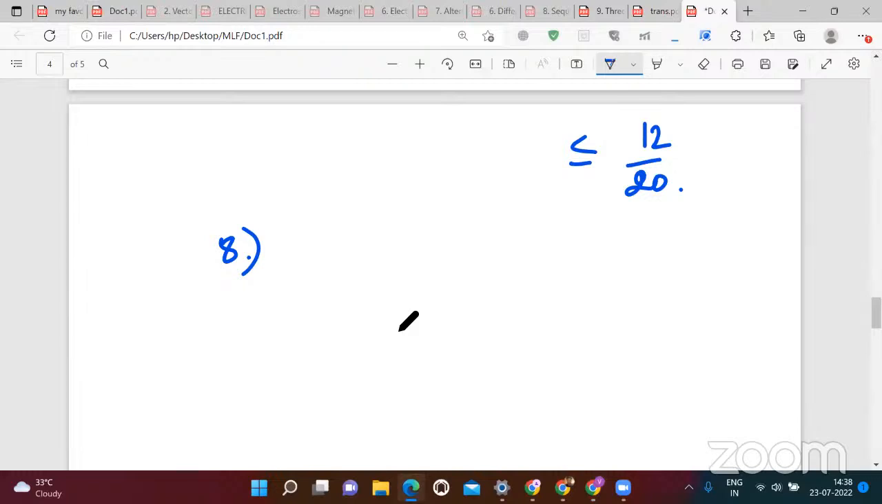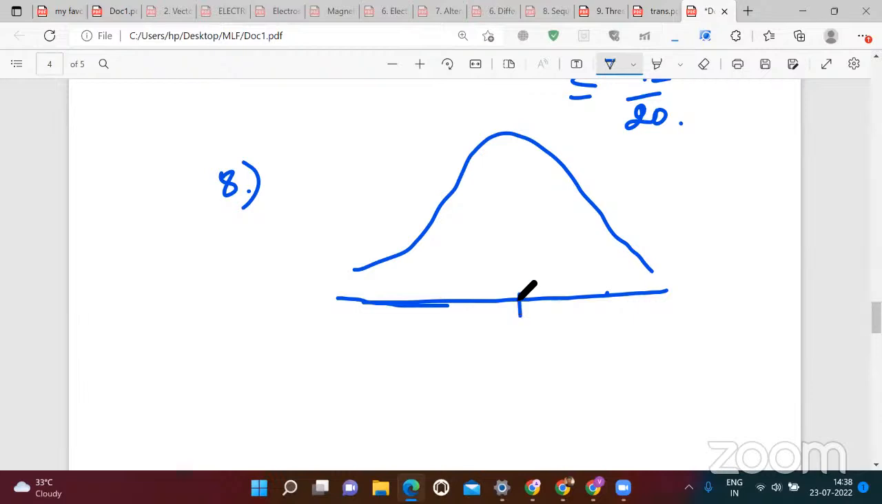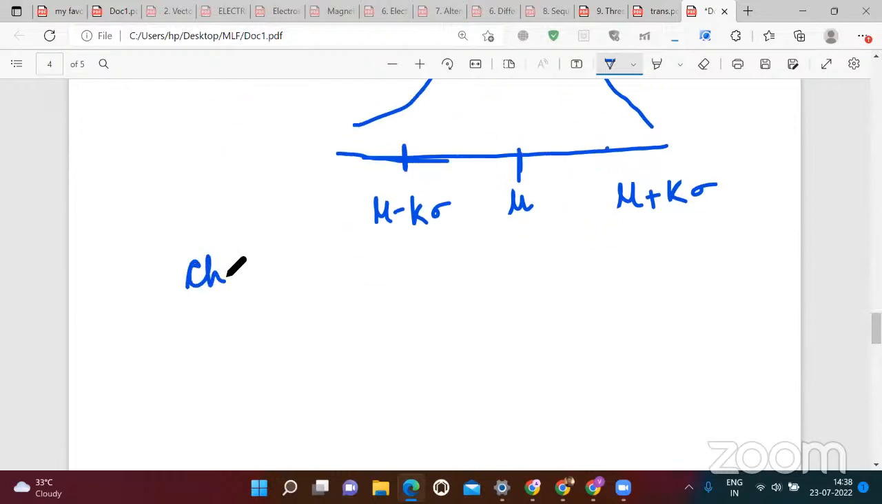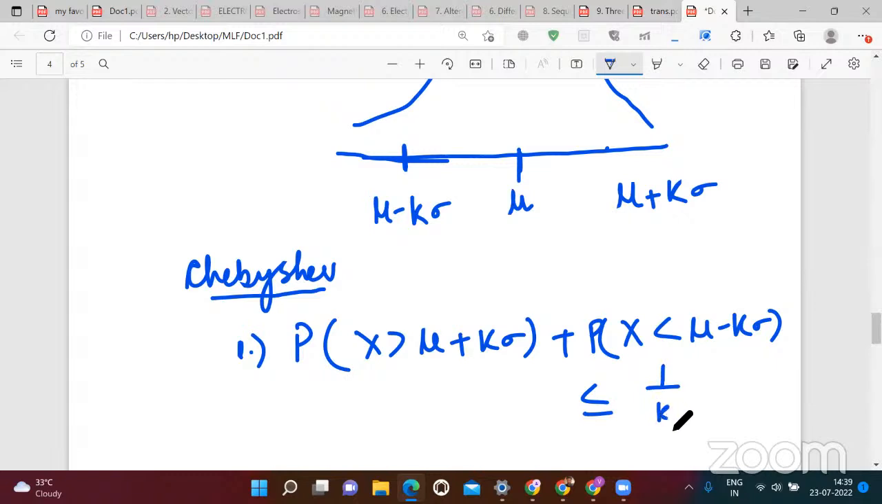So this is the eighth problem. Normal distribution you already know. For the normal distribution, if we have this plot, for example, this is the mean value. This is mu plus k sigma, and this is mu minus k sigma. Generally, you have two equations for the Chebyshev inequality. The first equation is: the probability that X is greater than mu plus k sigma plus the probability that X is less than mu minus k sigma is less than or equal to 1 upon k square.